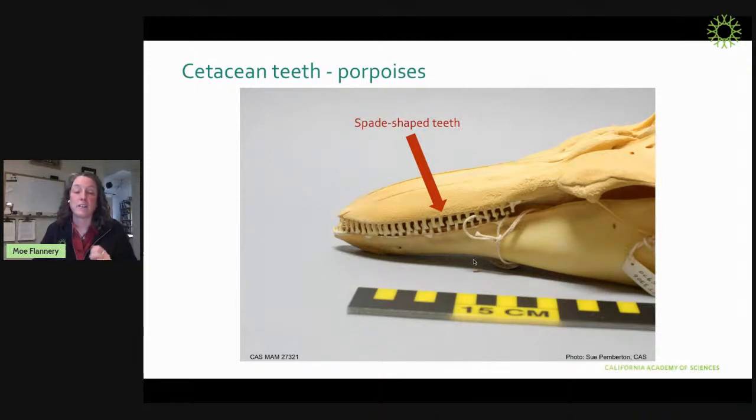Cetaceans are called homodonts. All of their teeth look exactly the same, whereas pinnipeds are heterodonts. They have different types of teeth, similar to what we have: incisors, canines and post canines, which would be the equivalent of our molars. But in cetaceans, they're all exactly the same. So in a porpoise, you would see these spade-shaped teeth.